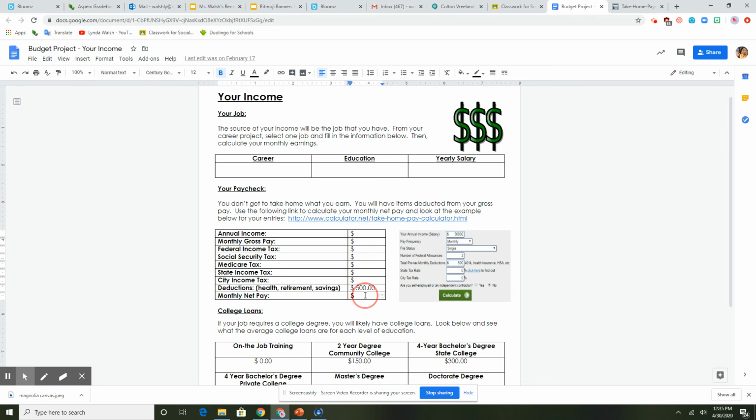If you forget from this video, you can also look at this example over here. It's showing you to put in your amount, change it to monthly, single, leave the rest the same, and calculate.